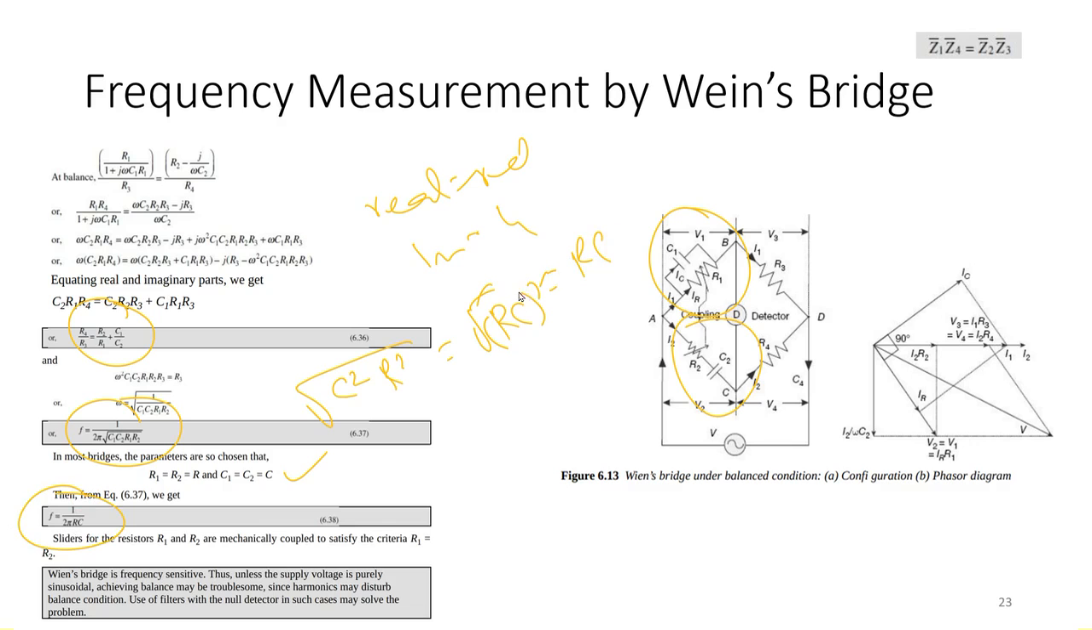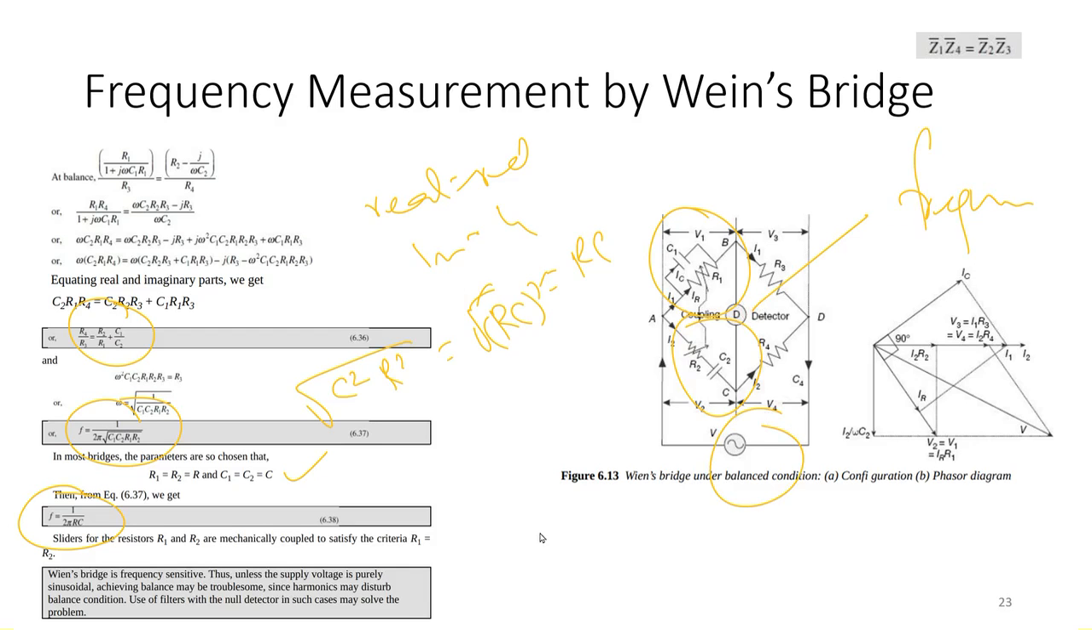And this is it for the Wien's bridge. Wien's bridge is used for calculating the frequency. So we do not need to have a known frequency for it, and we should have R1 equal to R2 and C1 equal to C2. If we balance this at that balance condition, we will get the frequency with which it is being operated.